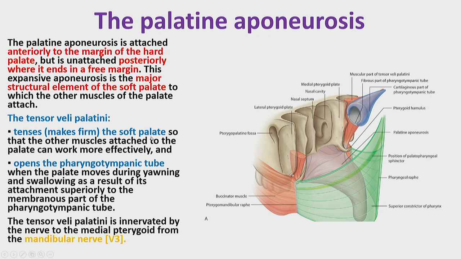In this case, it allows the other muscles attaching to this palatine aponeurosis to act more effectively on this region. So as we said, by tensing the soft palate, it separates the oropharynx and nasopharynx, mainly during swallowing. And also an additional function is the opening of the pharyngotympanic tube, or the auditory or eustachian tube, especially when you are yawning or swallowing.